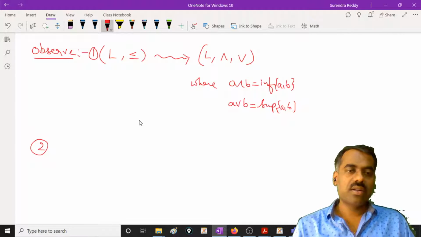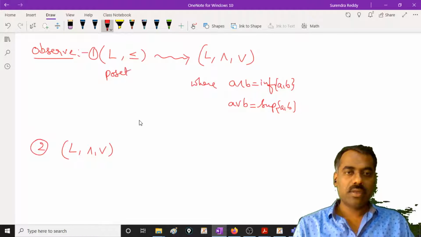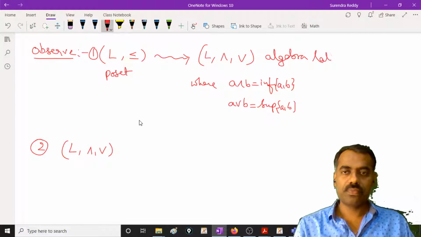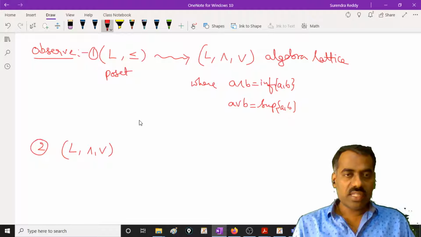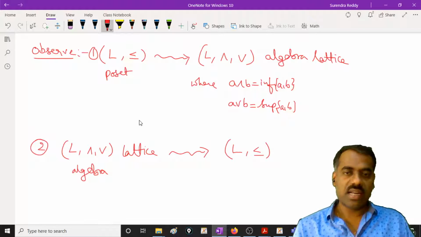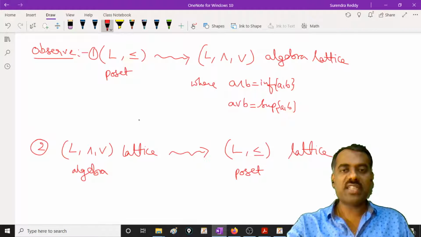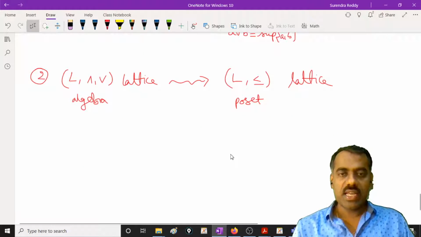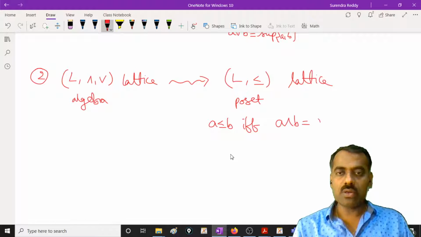What is the second one? If you have L as an algebra, and what we have here is the algebra lattice, right? It is not only an algebra, it is actually a lattice. Then from this we are getting a poset. Not only is it a poset, it is actually a lattice, right? And what is the operation we are doing here? A is less than or equal to B if and only if A meet B is equal to A.